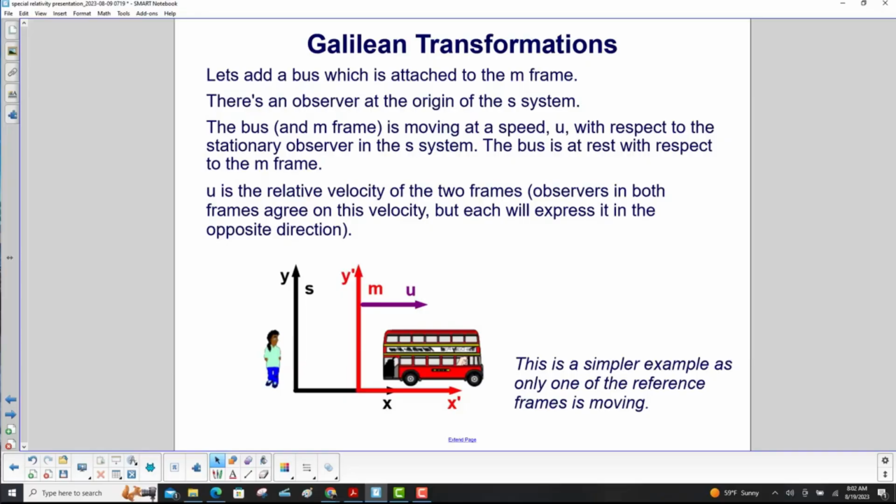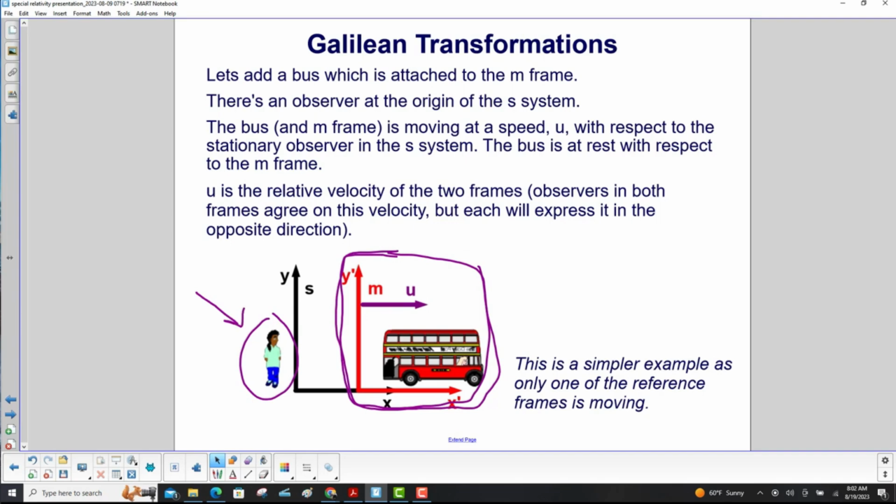Now let's add a bus and we'll attach that to the M frame, the moving frame, this red frame right here. And we have an observer here at the stationary frame, the stationary system. The bus and the M frame is moving at a speed u with respect to the stationary observer in the S system. The bus is at rest with respect to the M frame. So as the M frame moves, the bus goes with it, and this person over here does not move.